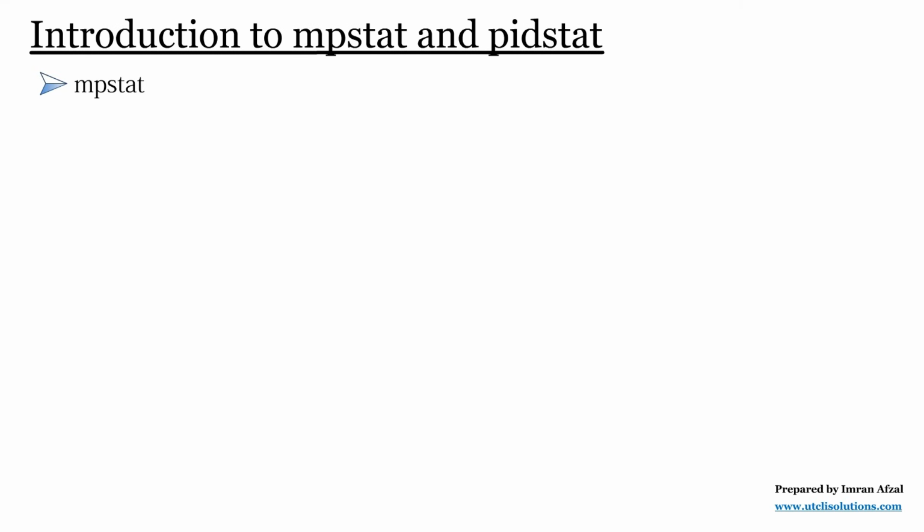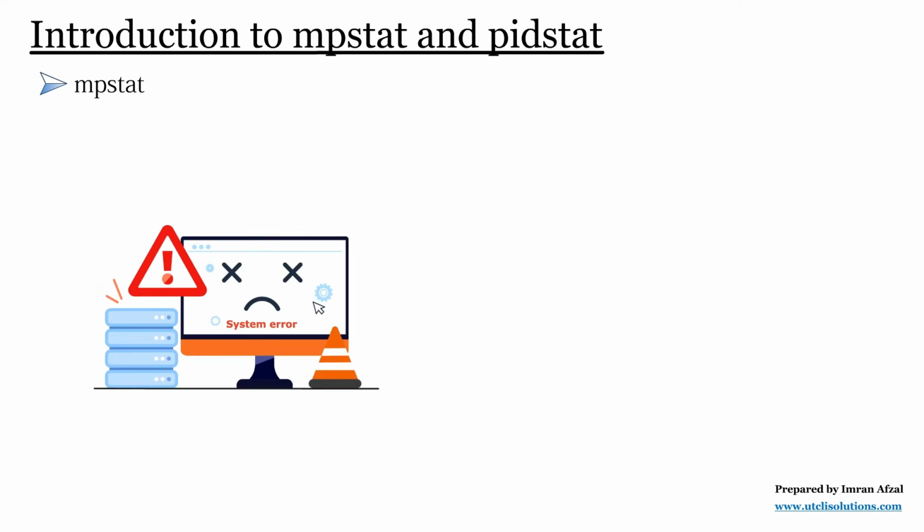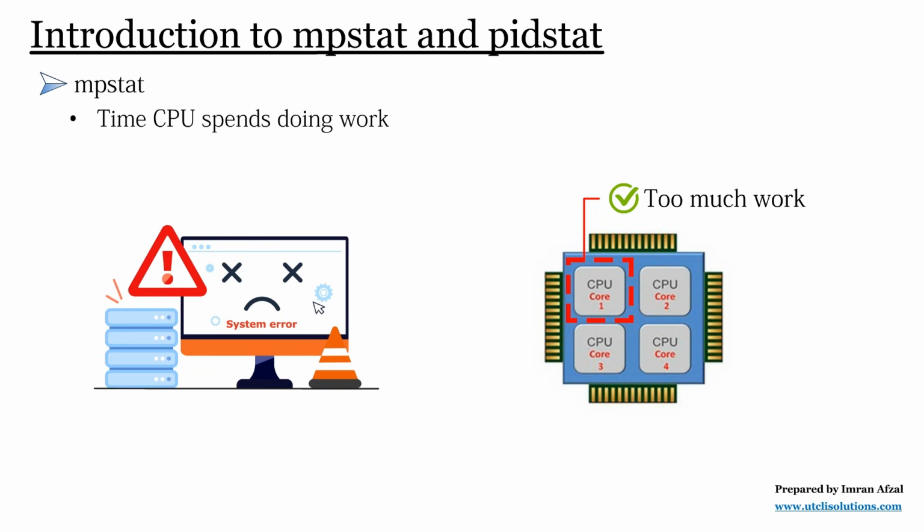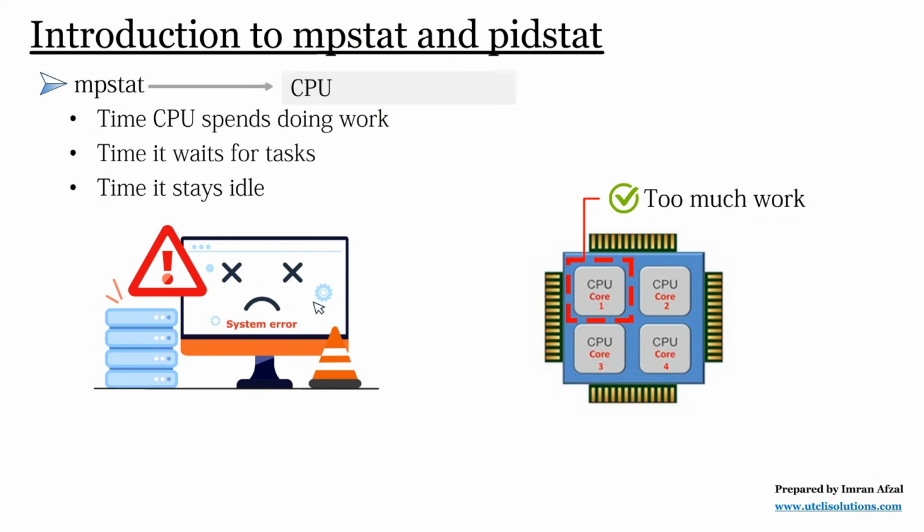Mpstat helps you to see if your system is overloaded or if one part of the CPU is getting too much work. It reports things like how much time the CPU spends doing work, how much time it waits for tasks, or if it is idle. So Mpstat is simply a CPU activity reporter.